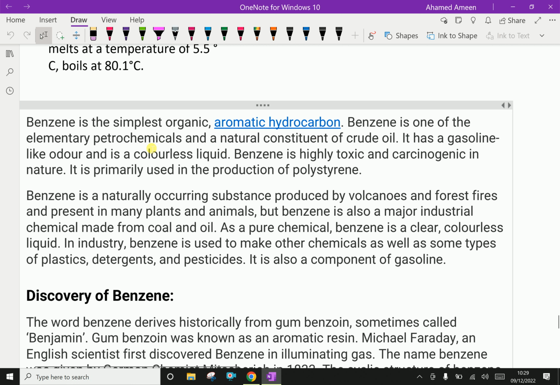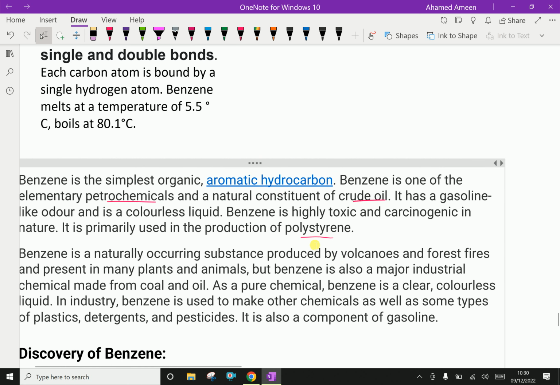Benzene is one of the elementary petrochemicals and a natural constituent of crude oil. It has a gasoline-like odor and is a colorless liquid. Benzene is highly toxic and carcinogenic in nature. It is primarily used in the production of polystyrene. Benzene is very useful to produce polystyrene; it is the basic molecule of polystyrene.